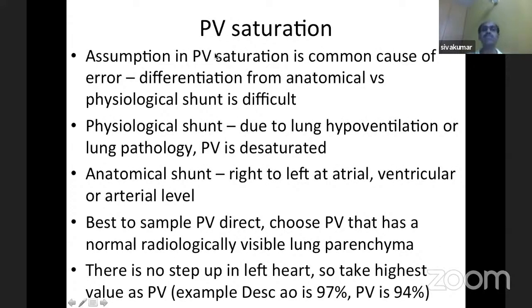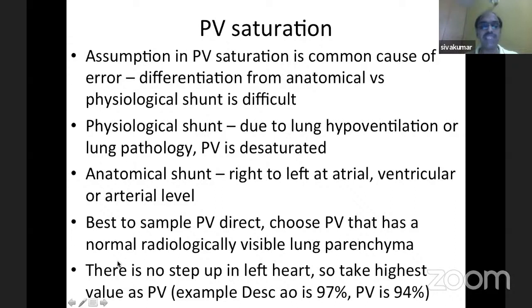Assumptions in PV saturation are a common cause of error, and we cannot differentiate between anatomical right-to-left shunt and physiological right-to-left shunt if we don't take PV saturation at all. Physiological shunt is basically due to lung hypoventilation or lung pathology where the PV is also desaturated. Anatomical right-to-left shunt is pure right-to-left shunt at atrial, ventricular, or arterial level. The difference can only be identified by sampling the PV. So you have to sample the PV.